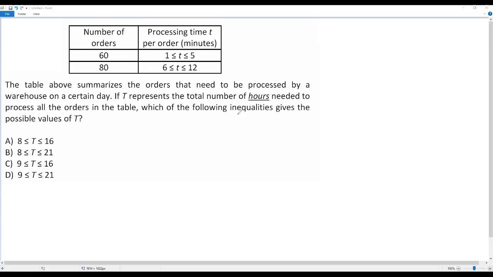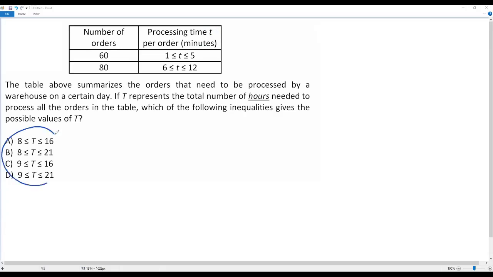If capital T represents a total number of hours needed to process all the orders in the table, which of the following inequalities give the possible values of this capital T? Okay, when it comes to the stuff in the table, we have processing time per order in minutes. That is, this lowercase t gives a processing time per order, that is for one order, in minutes.